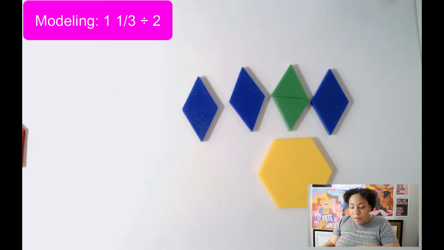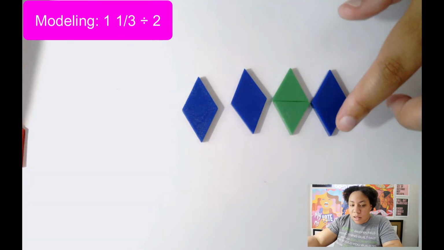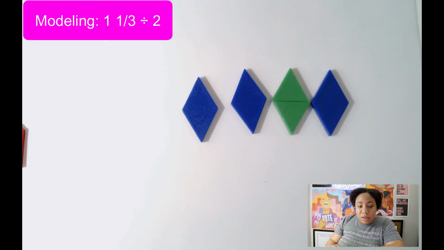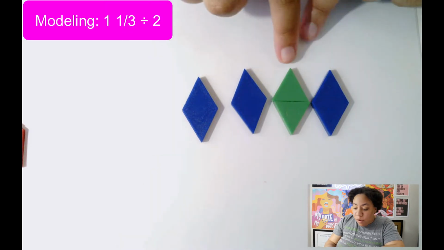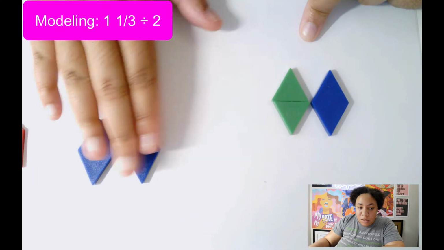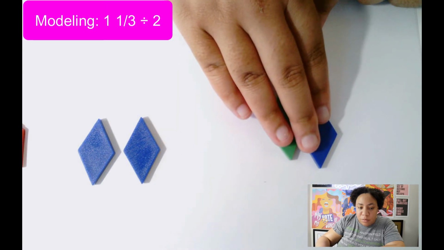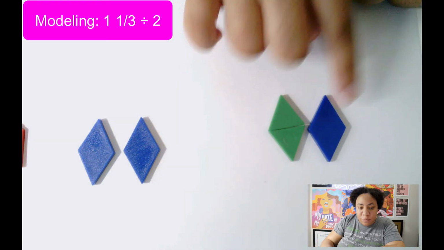So now that we have that representation, we can get rid of this and we can go back to the original equation and say, okay, what is it asking us, right? It's asking us to divide that 1 1/3 into a half. Well, how do we divide this into half? We take the 2 rhombuses and we divide them into the half here. So you guys can see it. Okay.